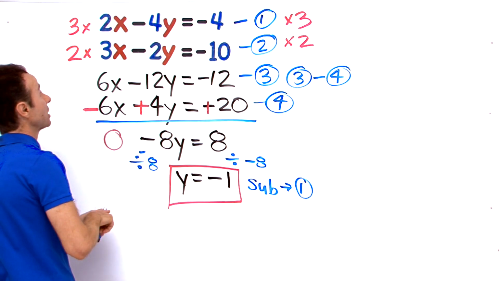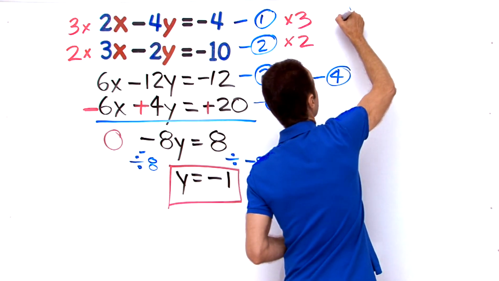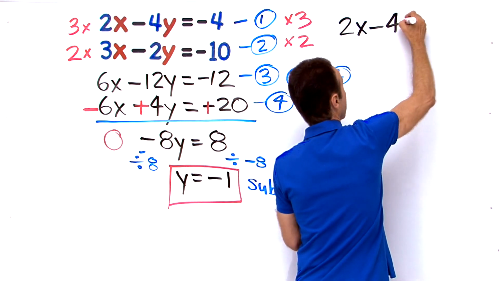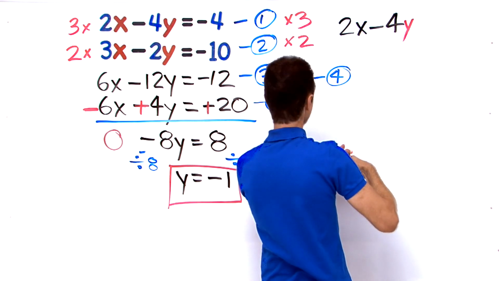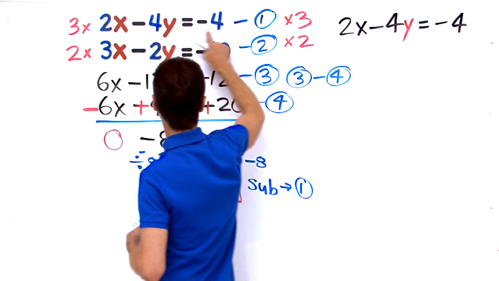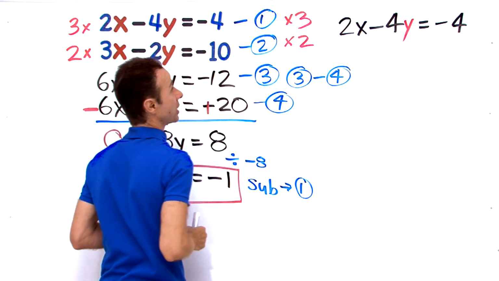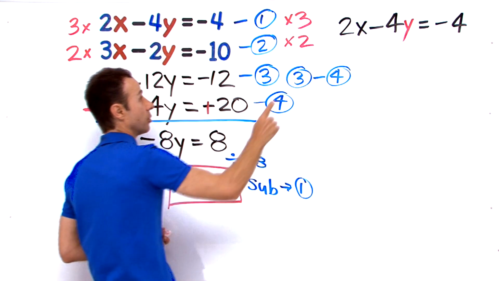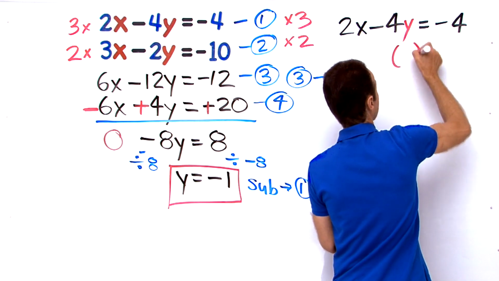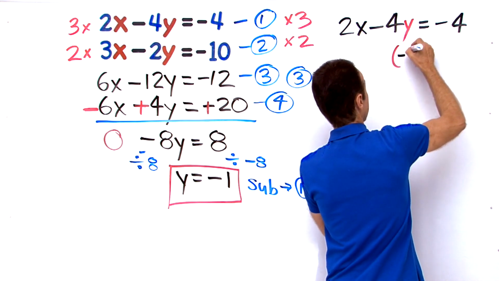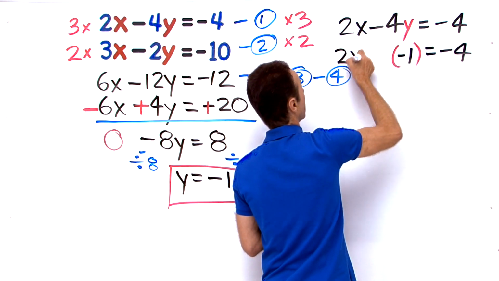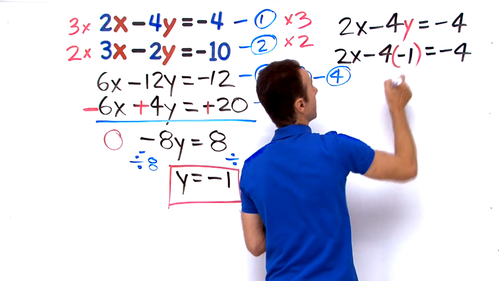Equation 1 is 2x minus 4y equals negative 4. There's our equation 1 again: 2x minus 4y, negative 4, just checking. All right, let's substitute this for the y. y equals negative 1. We're going to put the negative 1 right here. Bring this down: 2x minus 4 times negative 1.